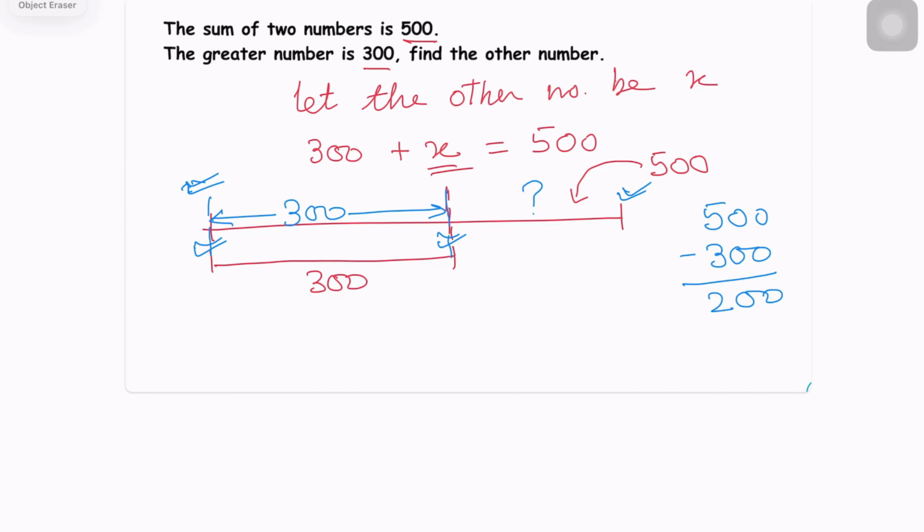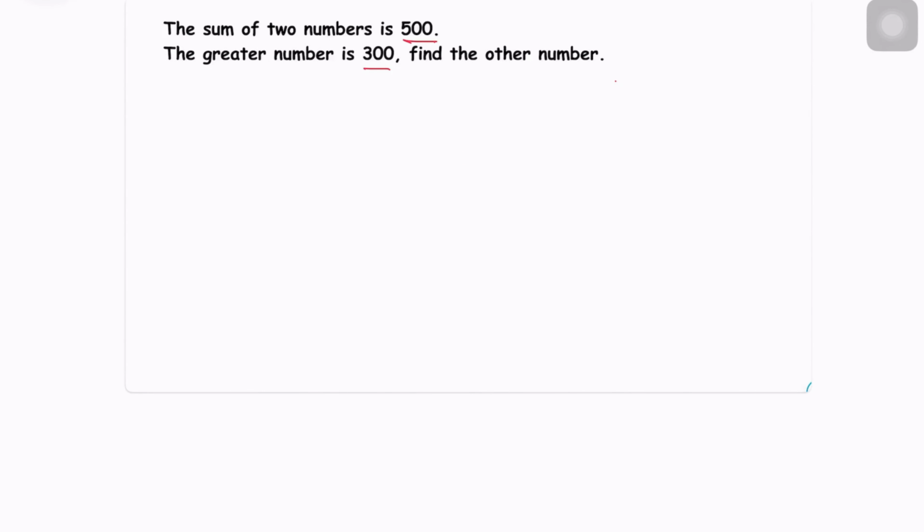Let's put it in the equation. We are putting in this equation, okay. 300 plus what is x? Just now we have calculated it as 200. 3 plus 200 is 500 and our equation is also saying 500. That is where we add the numbers.